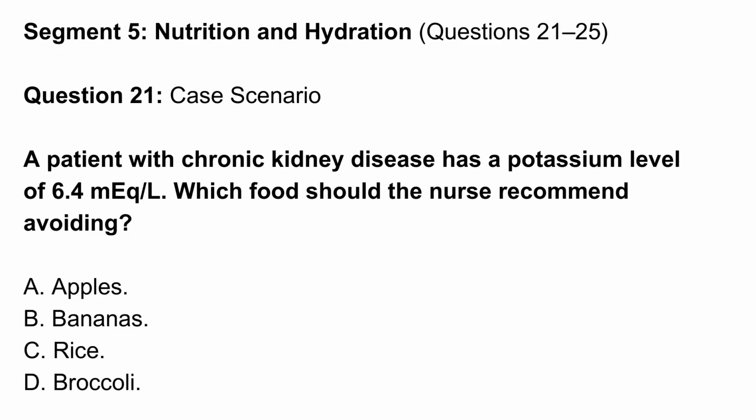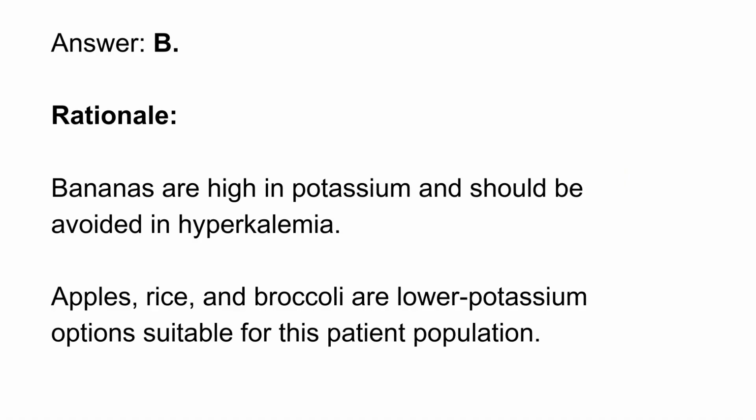Segment 5. Nutrition and hydration. Question 21. A patient with chronic kidney disease has a potassium level of 6.4 mEq/L. Which food should the nurse recommend avoiding? A. Apples. B. Bananas. C. Rice. D. Broccoli. Answer: B. Rationale: Bananas are high in potassium and should be avoided in hyperkalemia. Apples, rice, and broccoli are lower potassium options suitable for this patient population.